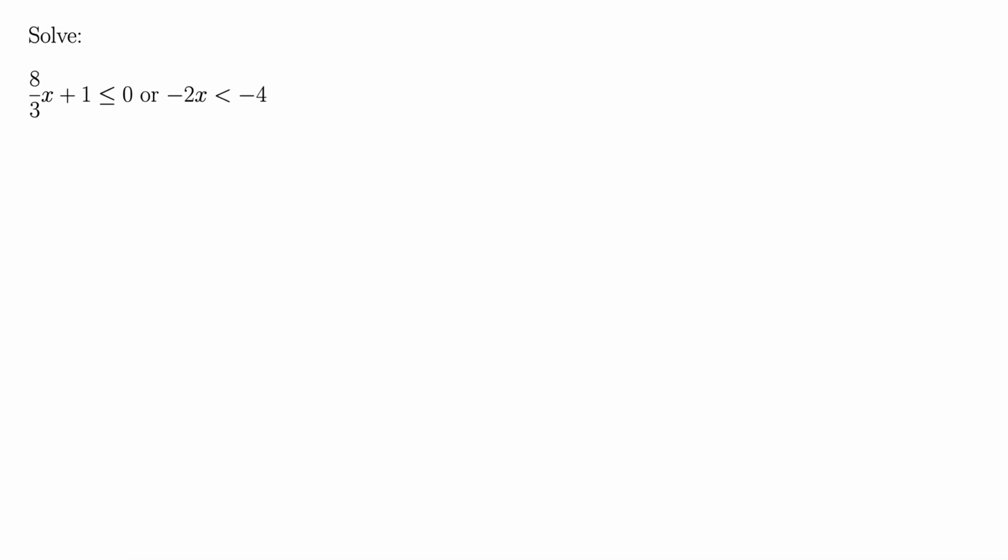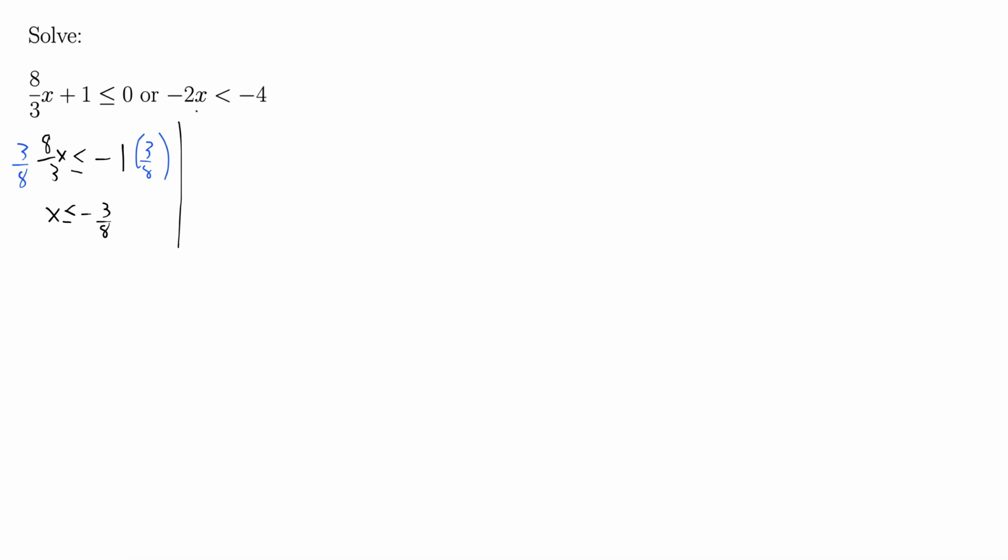Okay, we want to solve each of these mini equations here for x, right? So let's see here. I'm thinking we should subtract 1 from both sides. This gives us 8/3 x less than or equal to negative 1. And then we multiply by the reciprocal to get x by itself. So 3/8 goes here and right here. So we have x less than or equal to negative 3/8. Okay, so that's part of it here.